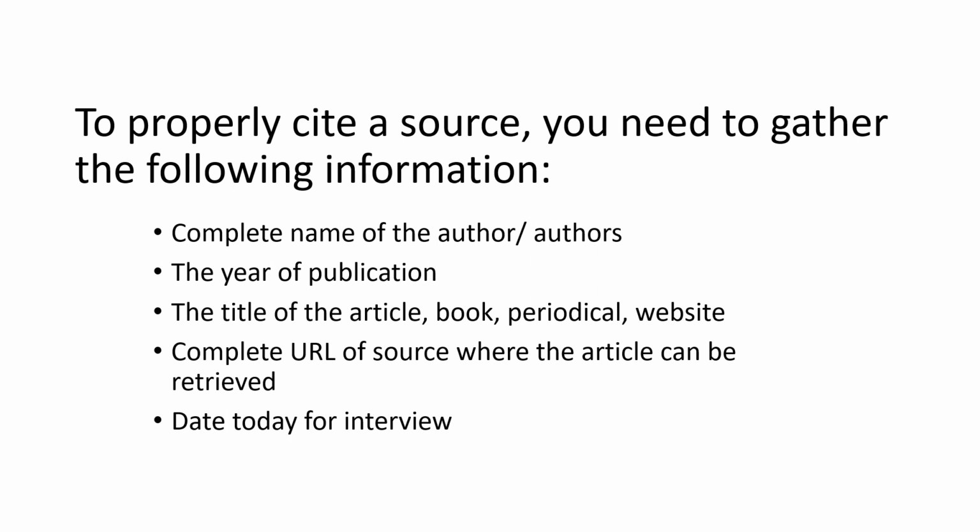To properly cite a source, you will be needing the following information. So every time you do research, jot down the following information: the complete name of the author or the authors, the year of publication, the title of the article, the book, periodical, or website, the complete URL of the source where the article can be retrieved, and the date today, or for the interview, the date when the interview is conducted.